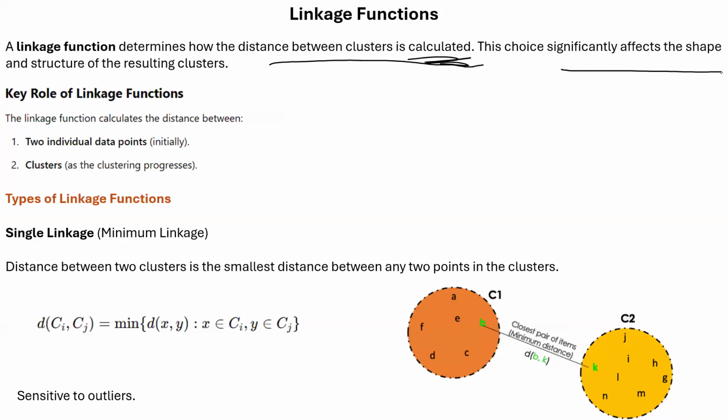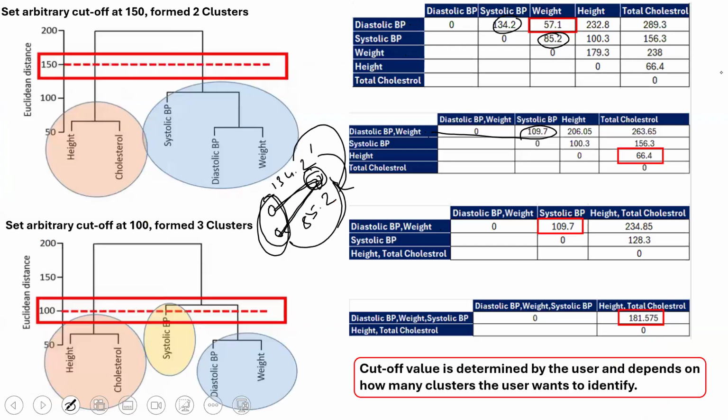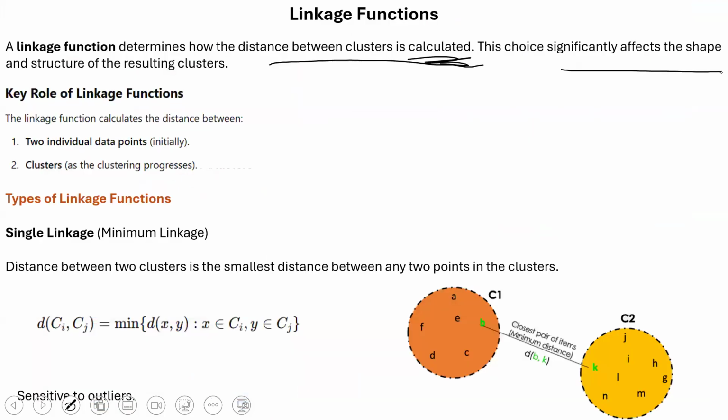Now let's understand what different linkage functions are available for us to use, and how these linkage functions affect the shape of the cluster or the shape of the dendrogram. These will drastically affect the shape of the resulting clusters. In the previous example, where we solved a numerical example for agglomerative clustering, we took the average of the distances as the linkage function. But let's see what different linkage functions are available.